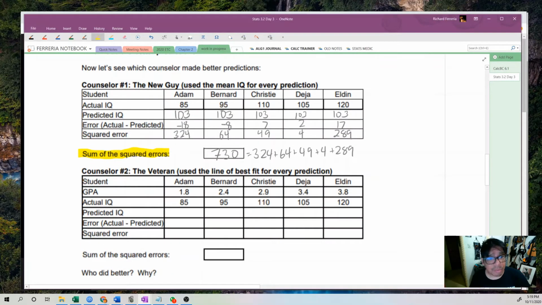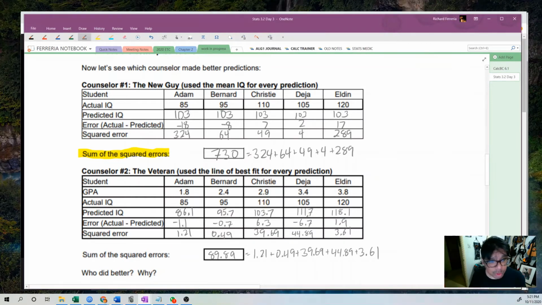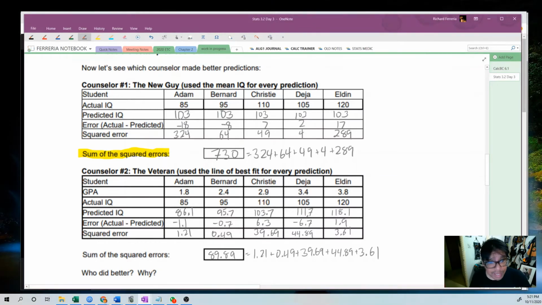And we're going to do something really similar for the veteran. We're going to get the veteran's predicted IQ. See, for Adam, that was 86.1. That had an error of negative 1.1. And when you square that error of negative 1.1, you get 1.21. And we're just going to go down the list with everybody. You might have to flip back and forth between page 1 and 2. But I think that's pretty manageable. So we add all of that error, the squared error together, and we get 89.9.